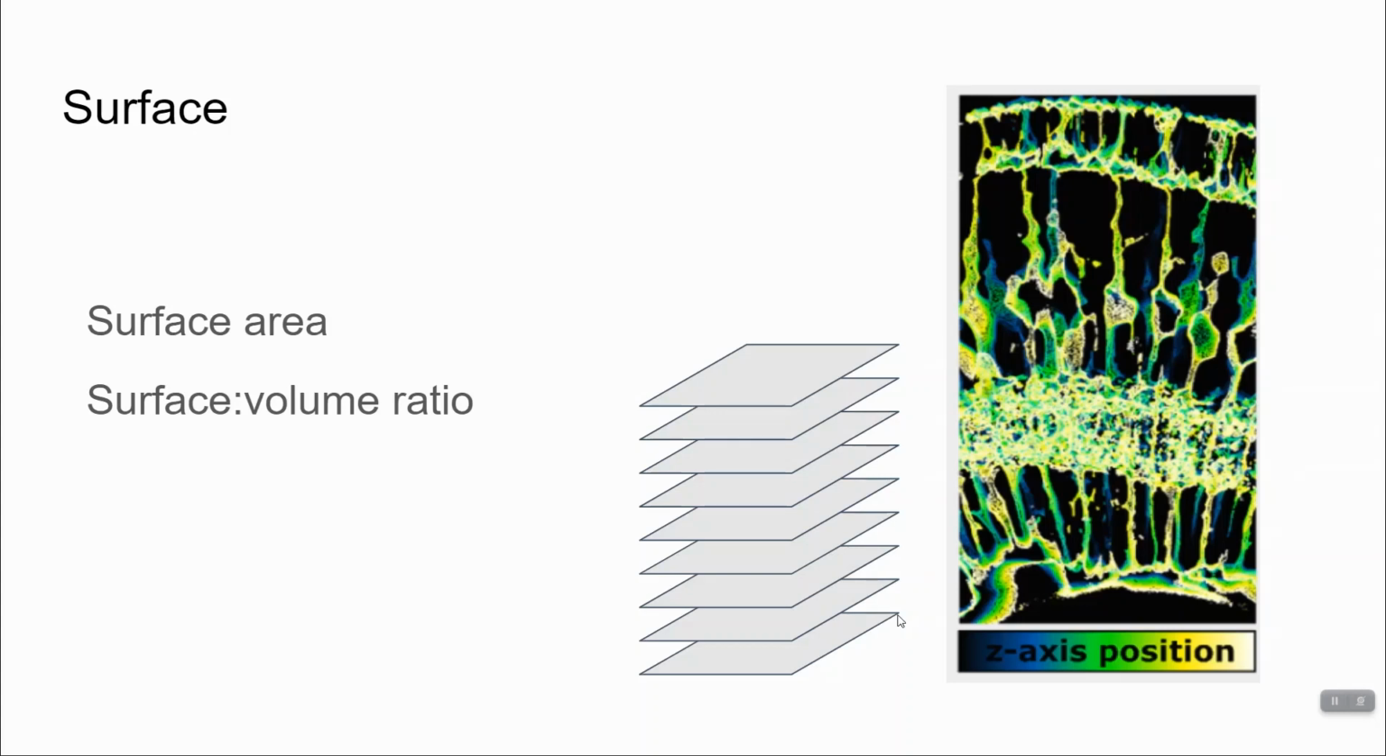Another output of this quantification step is this surface map. This image here gives us an idea of the membrane of the milliglia, with the different colours demonstrating the position within the z-axis. In other words, the depth within the stack. From this image, we can calculate the surface area of the milliglia, as well as the surface area to volume ratio.